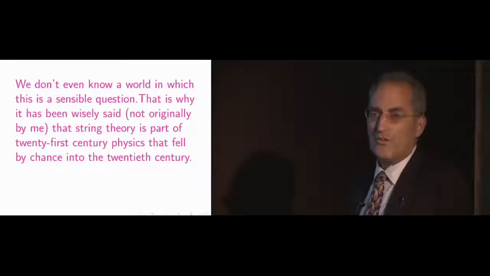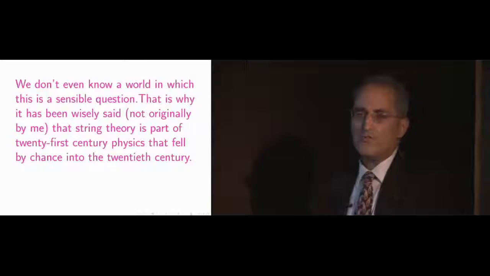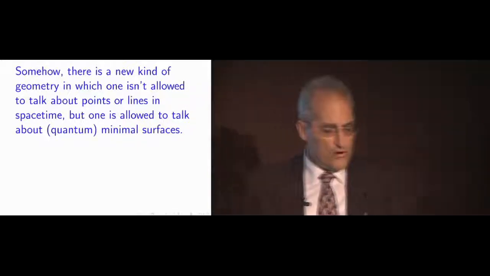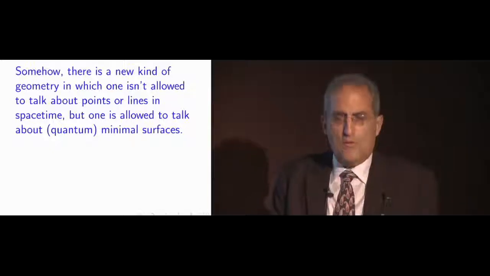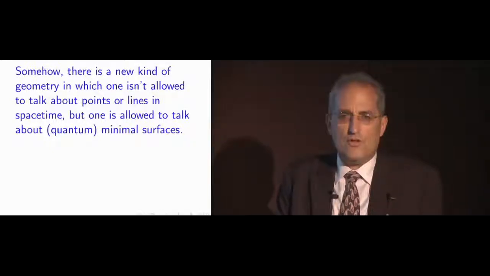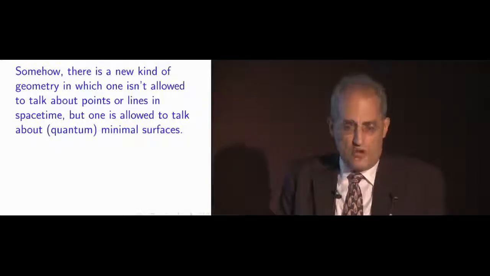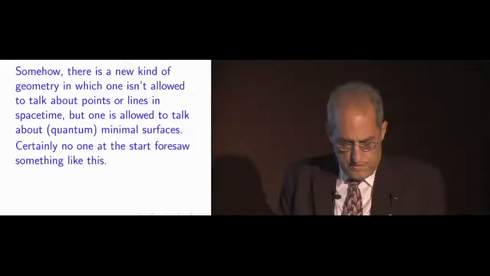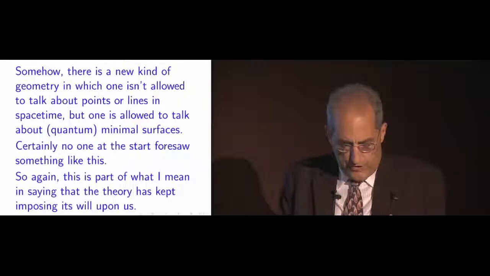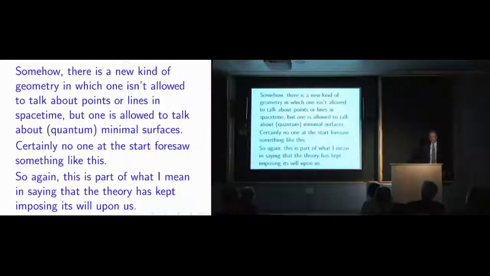That's why it was wisely said in the 70s, not originally by me, that string theory was part of 21st century physics that fell by chance into the 20th century. No one had the conception for it, and to a large extent we still don't today. Somehow there's a new kind of geometry in which you aren't allowed to talk about points or lines in space-time, but you're allowed to talk about quantum minimal surfaces, namely world sheets of a string, except you have to treat them quantum mechanically. But no one at the start foresaw anything like that, and we're still having trouble understanding it. So again, this is part of what I mean in saying that the theory has kept imposing its will upon us.